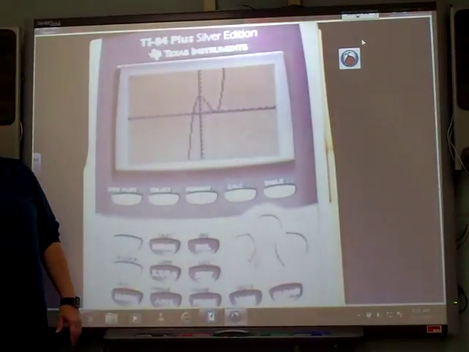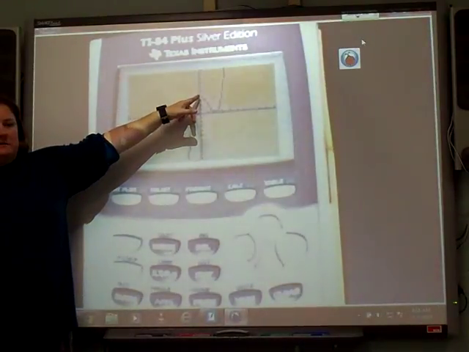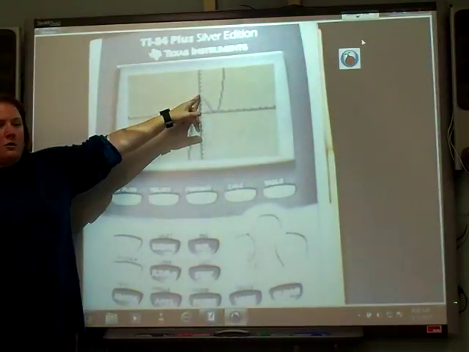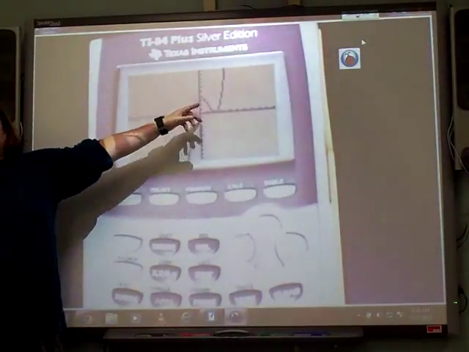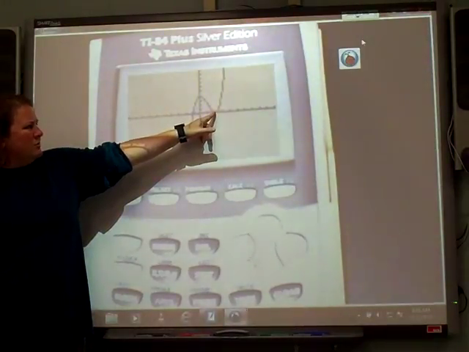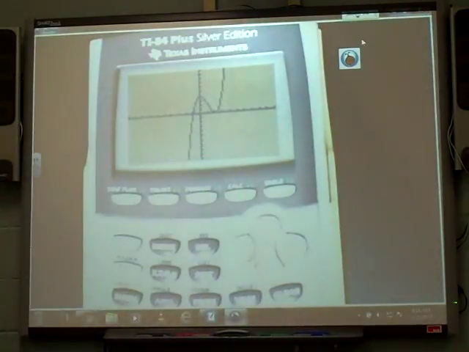Okay, we got a pretty good estimate of where that maximum is. If I went over 0 and up to about 1, 2, 3, 4, looks like that might be where the maximum is. My minimum might be at about 3, 2 or 3, somewhere in there. Okay, that's a pretty good estimate.